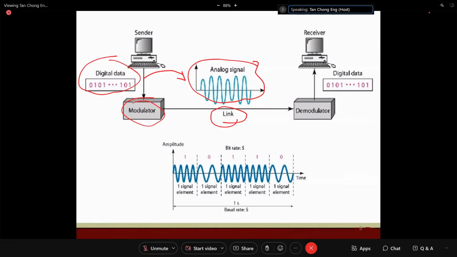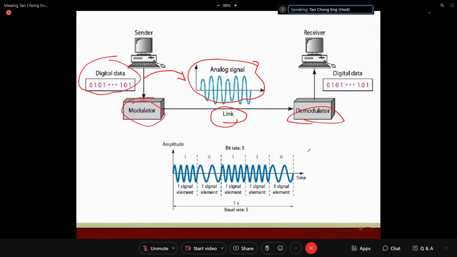So your digital data, through the modulation process, will get onto the analog signal and be carried by the analog signal all the way until you reach your destination, where you go through a reverse process, going through a demodulator to recover your digital data. This is something like you reach the destination bus station, where your data gets off the bus. So this is what happens.